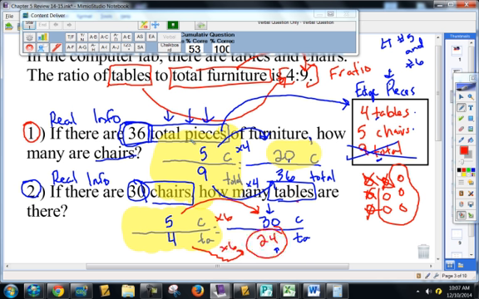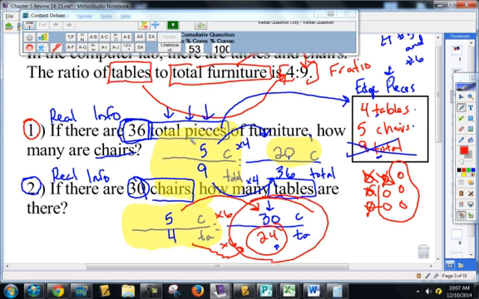Now, could I find the whole from that? How many total pieces of furniture there are? Sure, 54, right? Adding them together. That's not necessary because it doesn't ask for that. Okay?